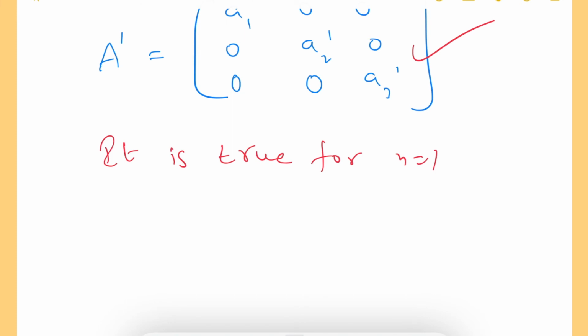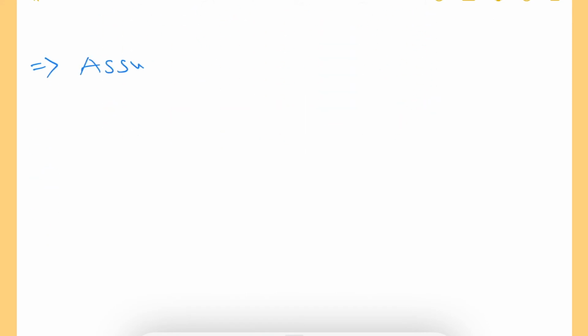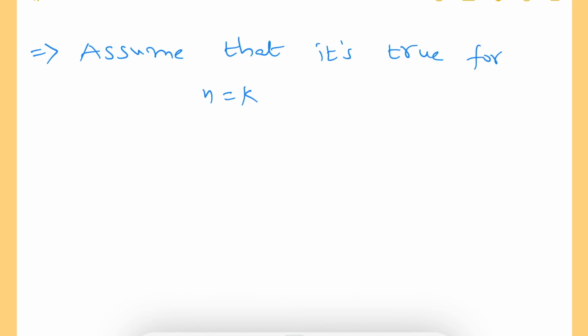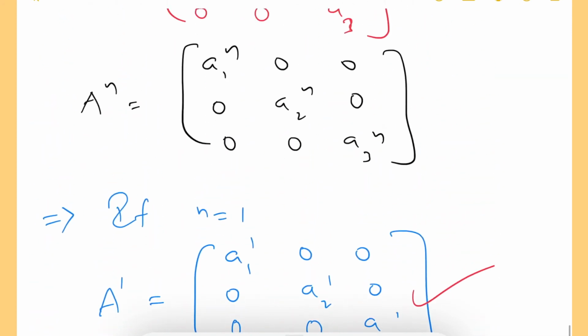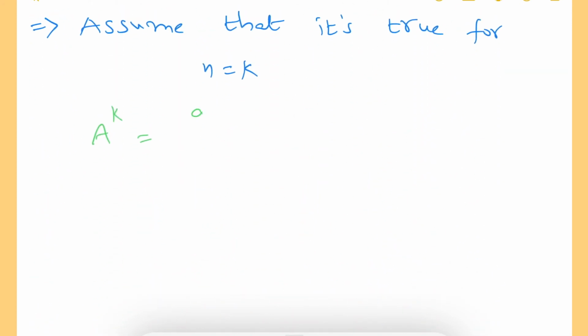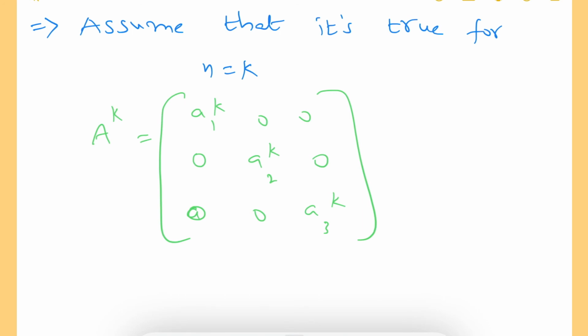Now the second step is, let us assume that it is true for n equals k. So wherever we have n, in the place of n we substitute k. So A power k equals A1 power k, 0, 0, 0, A2 power k, 0, 0, 0, A3 power k. This is the value of A power k.